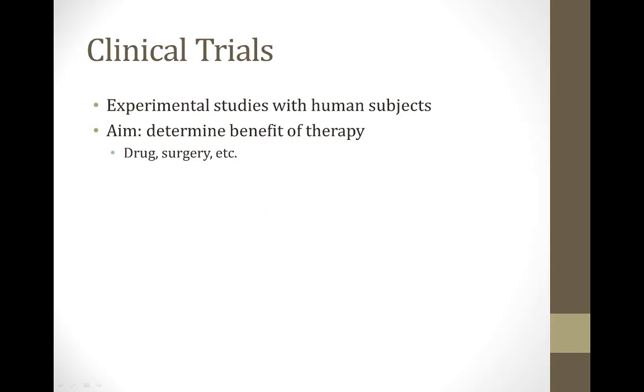A clinical trial is an experiment done with human subjects, and the goal of clinical trials is to determine the benefit of therapy. So one of the ways we know, for example, that certain drugs help patients with myocardial infarction or that certain surgeries work for cancer is because we've performed clinical trials to determine their efficacy.